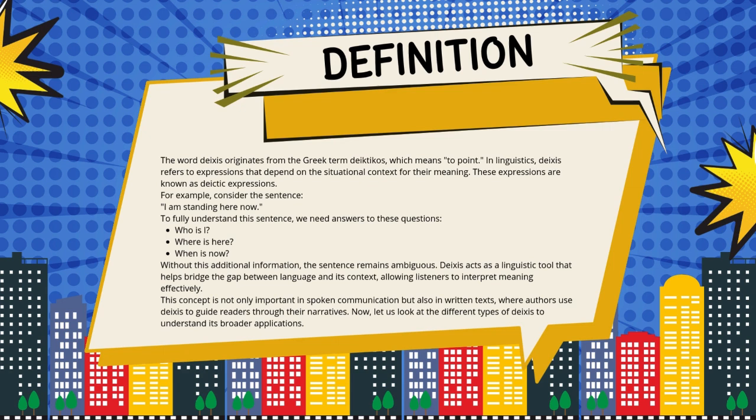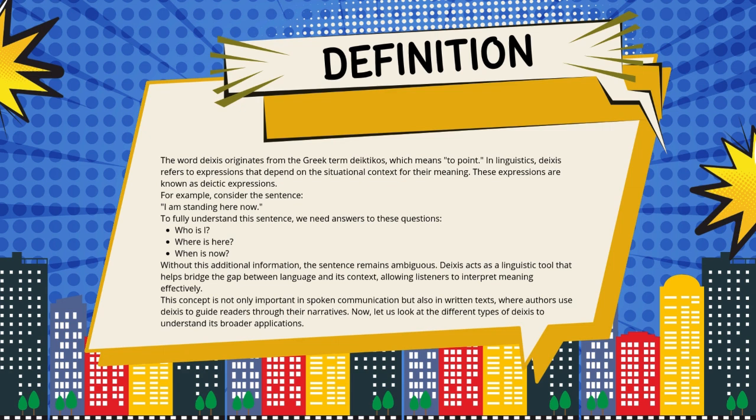First things first, we have to talk about the definitions of DEIXIS itself. The word DEIXIS originates from the Greek term deiktikos, which means to point. In linguistics, DEIXIS refers to expressions that depend on the situational context for their meaning. These expressions are known as deictic expressions.